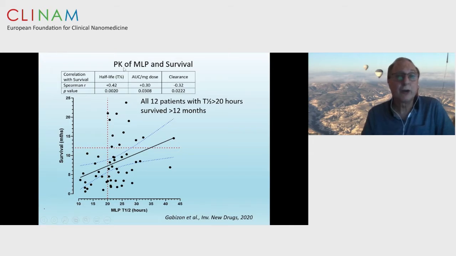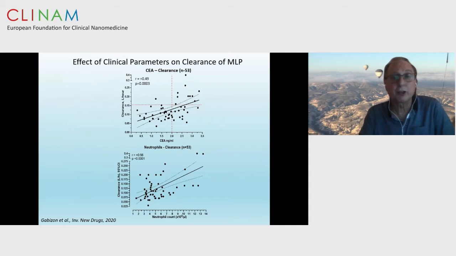Here again, you have other correlations of pharmacokinetic parameters with survival. Longer half-life, greater AUC, and slower clearance correlate with better survival. In fact, all 12 patients in our group with a half-life above 20 hours survived for more than 12 months. So those are results that indicate that maybe there are some correlations here that we can exploit to be more selective in our patient populations.